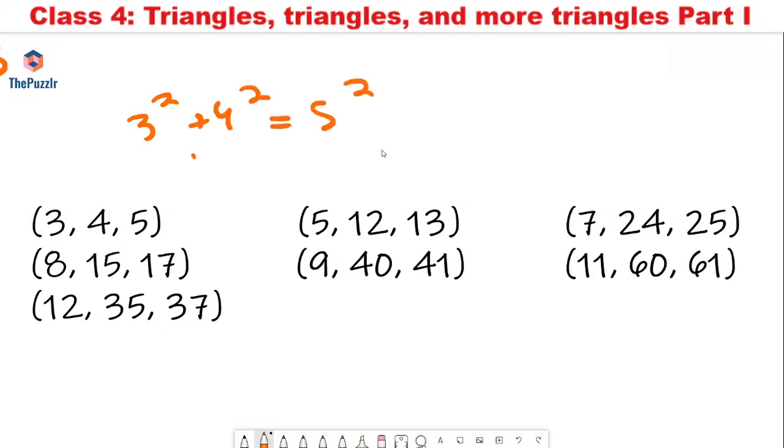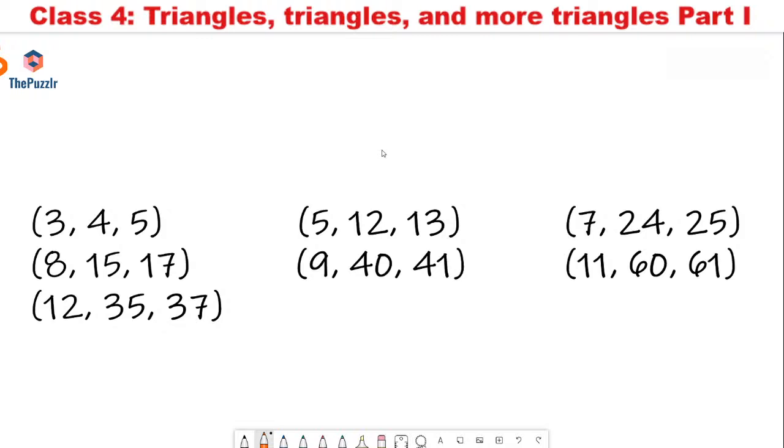Is that true? Let's check. 9 plus 16 equals 25. And that's correct, right? So basically, all of these work, right? And it's a good idea to memorize these because they do appear on AMC8 problems. They appear on other contest problems also. So it's usually a good idea to make sure that you memorize these triples, at least the first few.